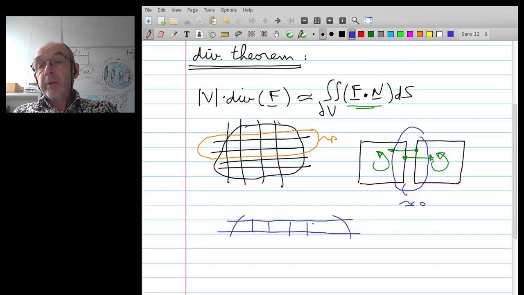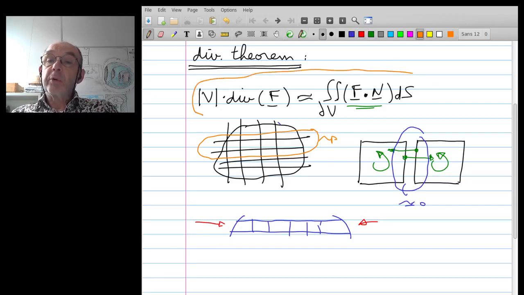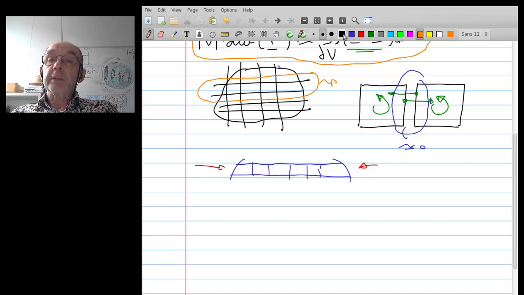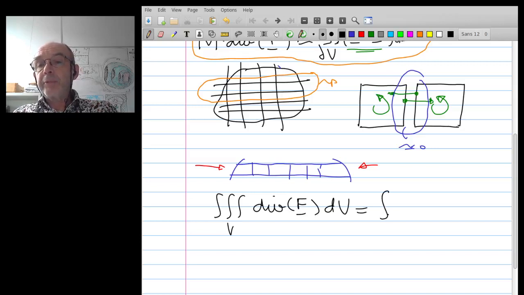So here you have netto zero, but the important part is the outside boundary of your volume. There, if something goes out, there is nothing else that goes in, so you do not have zero anymore. If you use this part for all those little pieces and add that together, then you get that the integral over the volume of the divergence of your vector field will be equal to the flux on the boundary of your volume.